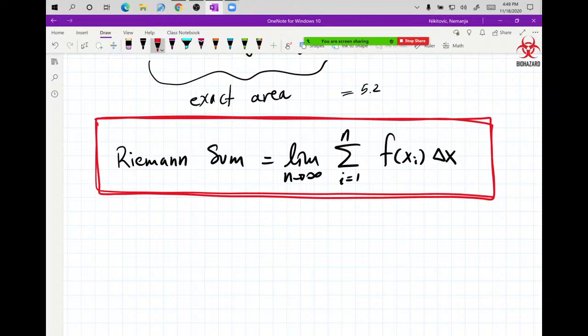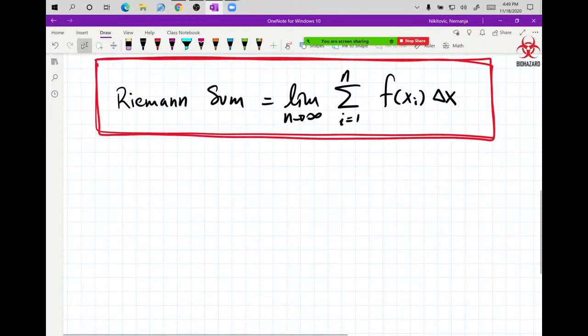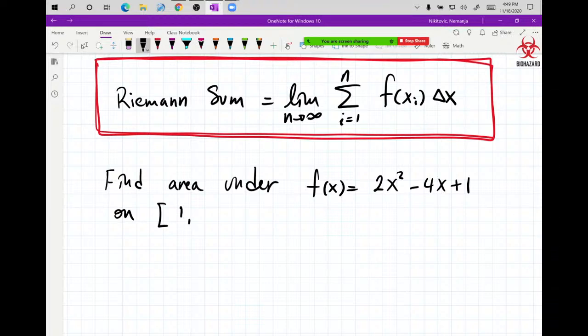Now, let's check, because we can, right? So, find area under f of x equals 2x squared minus 4x plus 1 on interval 1 to 4. Doesn't really matter. I just made up everything. It really doesn't matter what you pick.